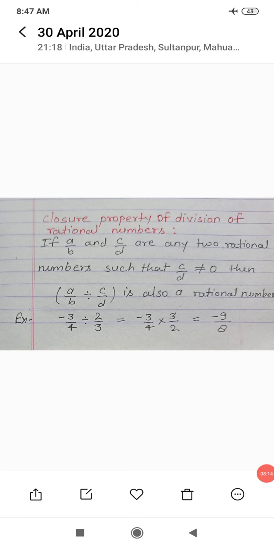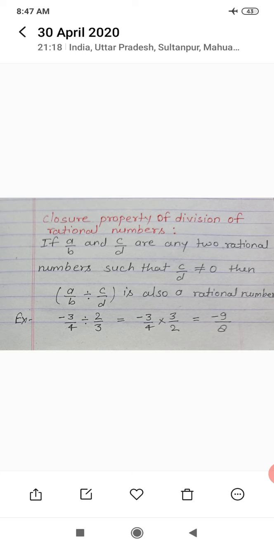Some properties of division of rational numbers are as follows. First, the closure property. Division of any two rational numbers a by b and c by d is a rational number. A by b divided by c by d is also a rational number. For example, let us consider the rational numbers minus 3 by 4 and 2 by 3. Minus 3 by 4 divided by 2 by 3 is equal to minus 3 by 4 into 3 by 2, which is equal to minus 9 by 8.